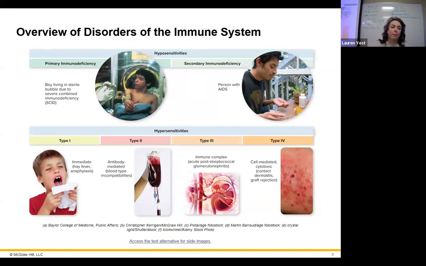So hyposensitivities, we have primary versus secondary. And that's basically kind of what I was describing. Primary is going to be whenever you got it genetically. Okay, so you had it from birth. And then secondary is going to be you got it after birth. Okay, so at some point you acquired it. You didn't have it when you were born. So we'll remember that.